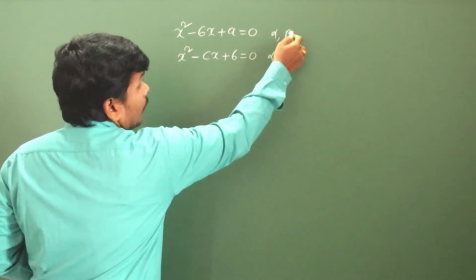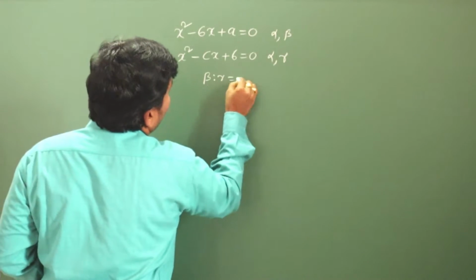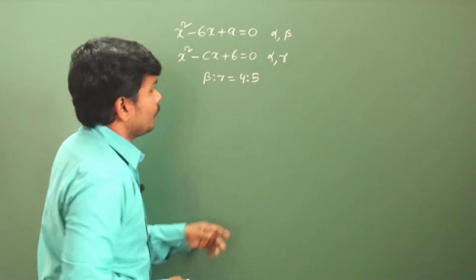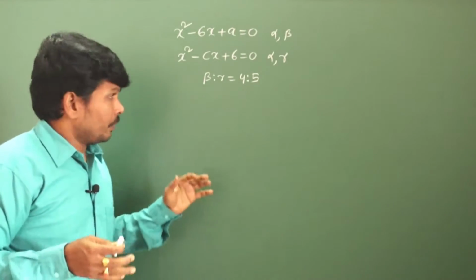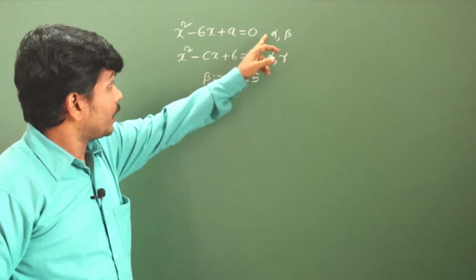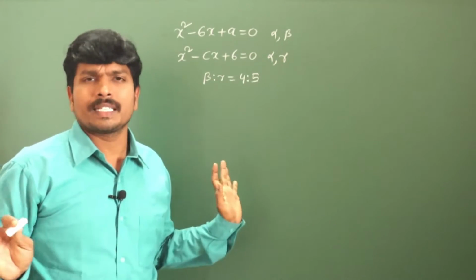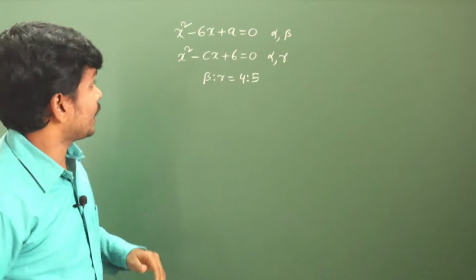And one more result is given. Non-common roots ratio, beta is to gamma, is 4:5, where beta comma gamma are integers. That is the given information. With the help of that you have to find out its common root. Problem is easy, but you must use all conditions well, then you can get it easily.